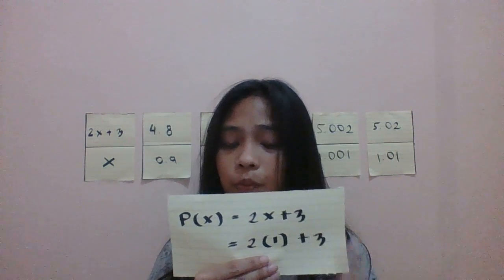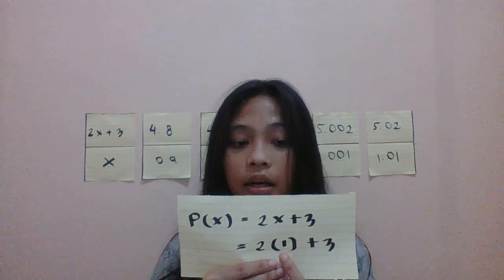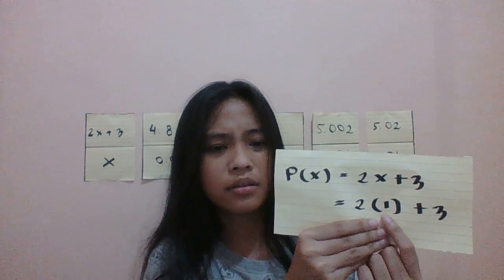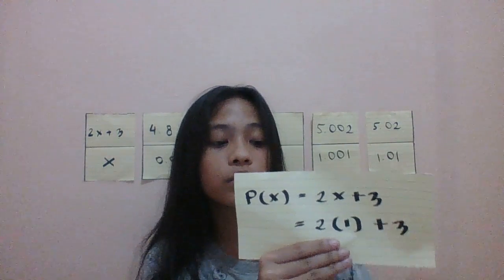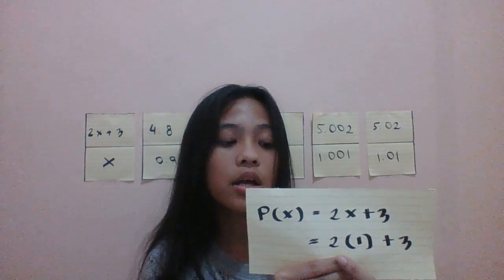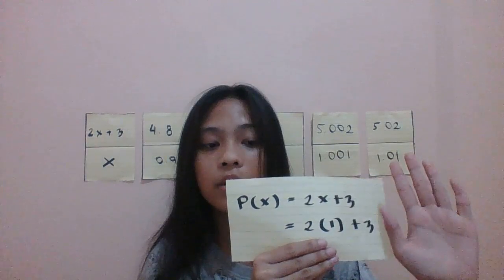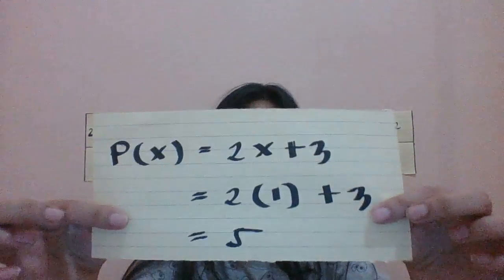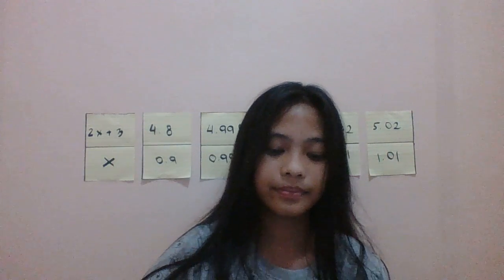Since we all know that this symbol here shows multiplication, it is 2 times 1 plus 3. 2 times 1 is equal to 2, plus 3 equals 5. So the answer in this equation is 5. Next up is the table of place values.